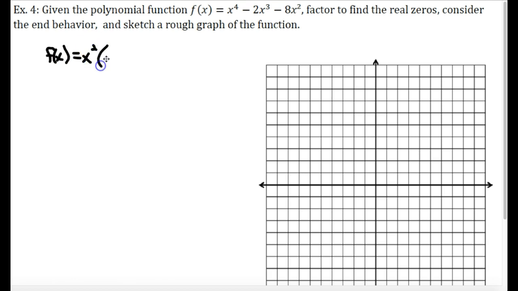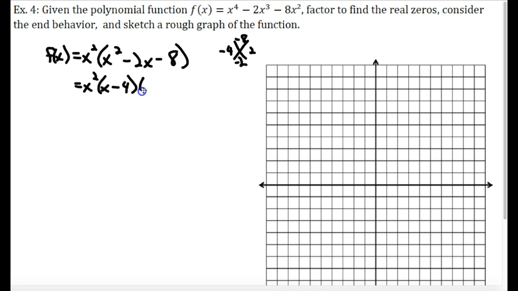x squared, and I'd be left with x squared minus 2x minus 8. So now I can factor this. I want two numbers that multiply to negative 8 that add to negative 2. I think negative 4 and positive 2 would work. So this would become x minus 4 and x plus 2.